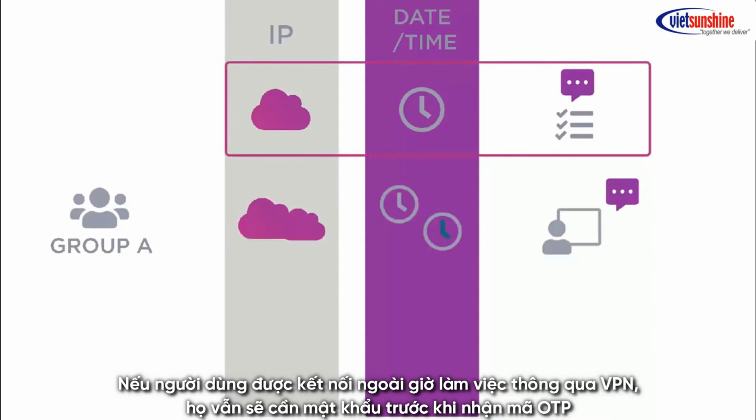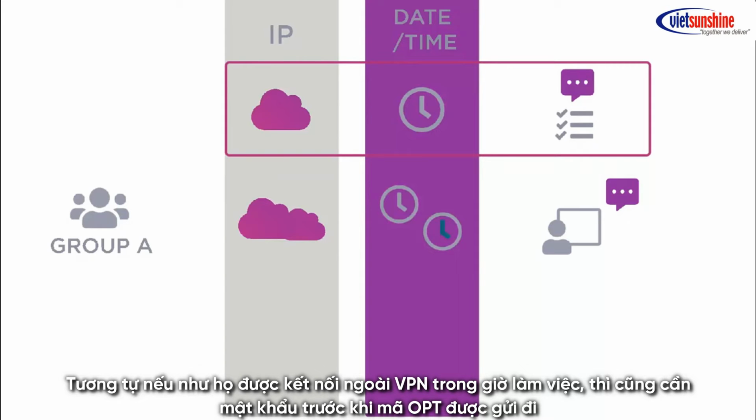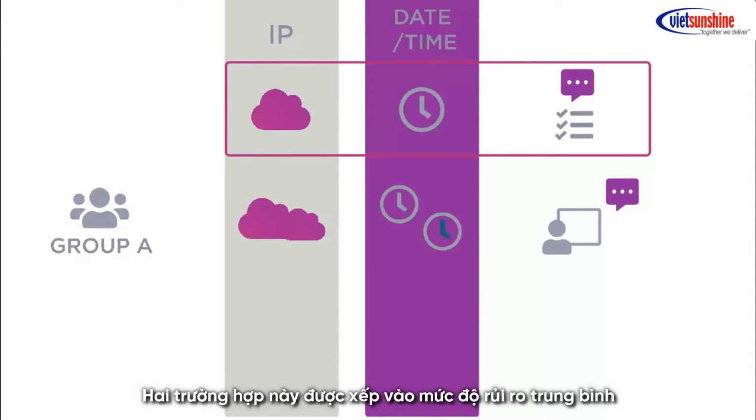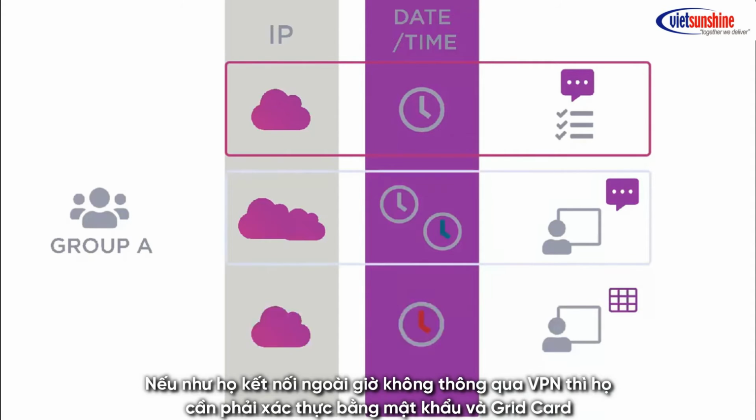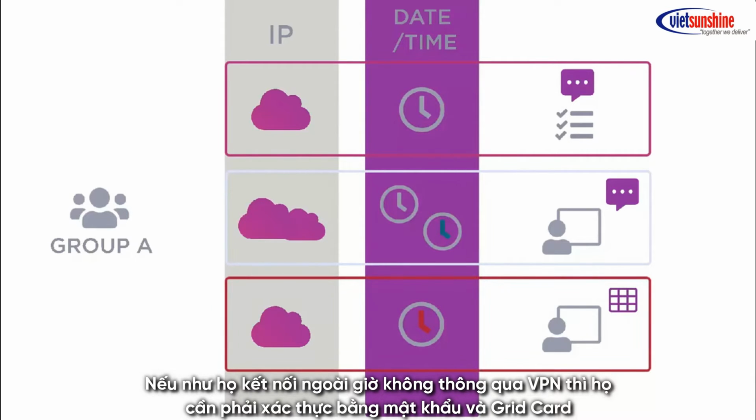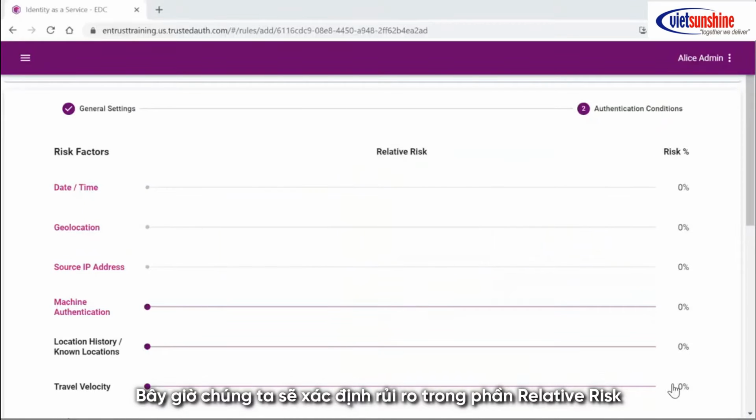If they are connected off hours from within the VPN, they will require their password before the OTP is sent. If they are connected from outside the VPN during work hours, they will also require a password before their OTP is sent. Both of these situations would be considered medium risk. If they are not on VPN and connecting off hours, they will need to authenticate with a password and then a grid card. Now let's define the risk factors and relative risk to implement this.